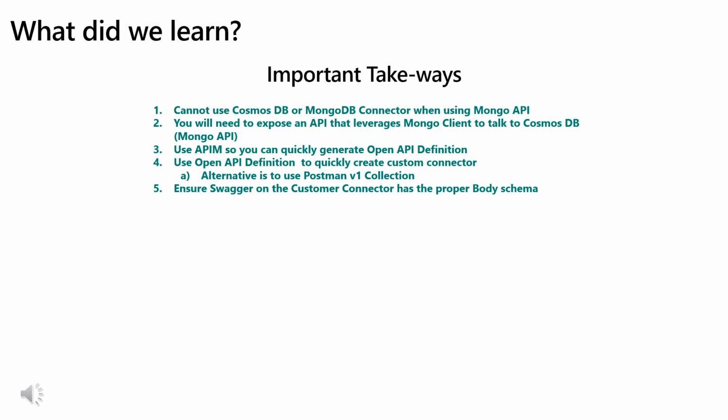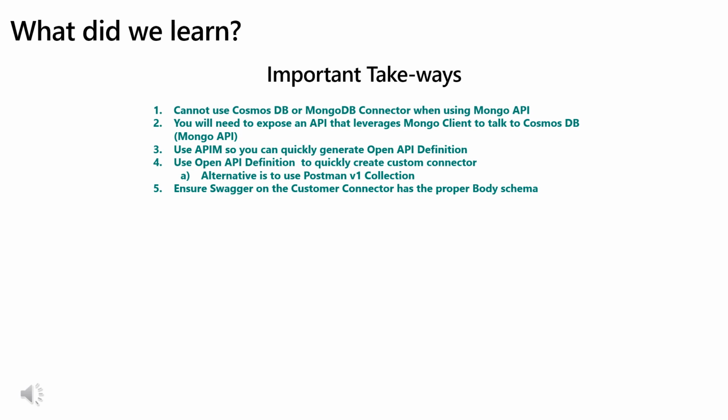So what have we learned today? The important takeaways are, number 1, we cannot use the CosmosDB connector or the MongoDB connector when using the Mongo API with CosmosDB. You'll need to expose an API that leverages the Mongo client to talk to CosmosDB that's using the Mongo API. We also used APIM so we can quickly generate an open API definition to be used when creating the connector.